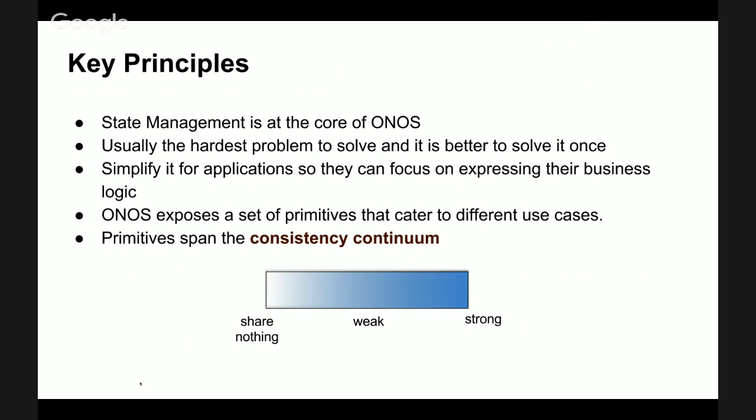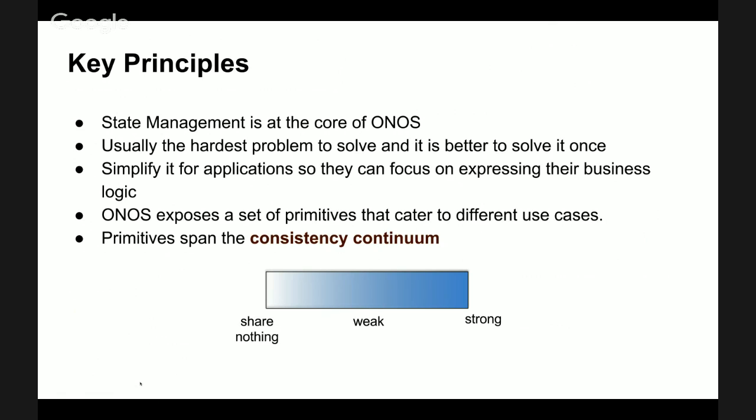So let's look at some of the key principles underlying state management in ONOS. This is something at the core of ONOS. There's a lot of state that needs to be tracked in a network controller. There is network-related state. Applications bring their own state. All of this needs to be tracked in a highly available fashion, and ONOS is responsible for taking care of that. We believe this is a core value add that ONOS provides to applications that run on top of it.